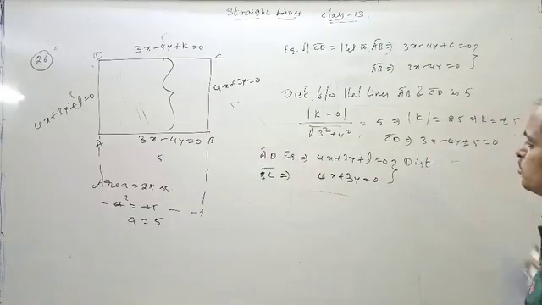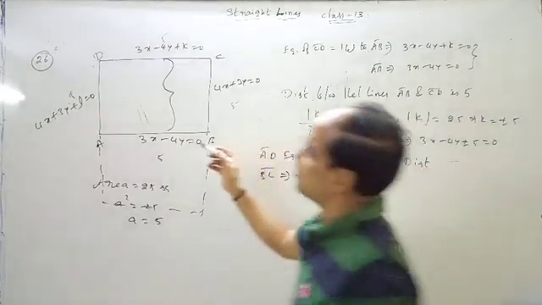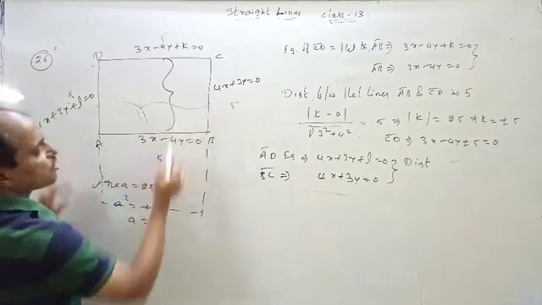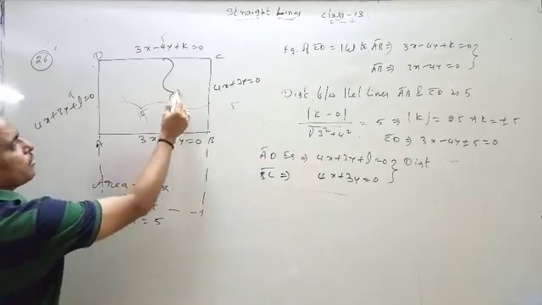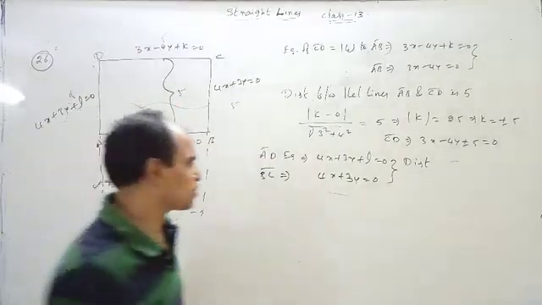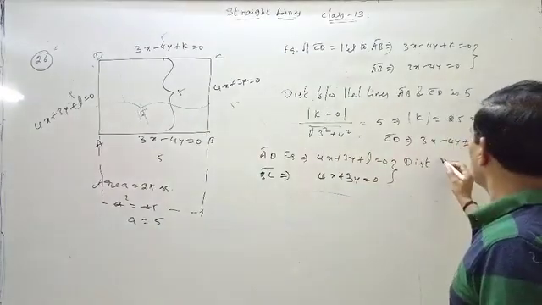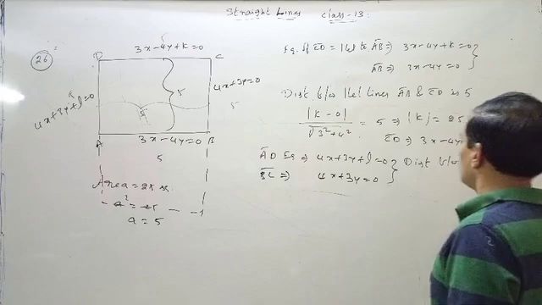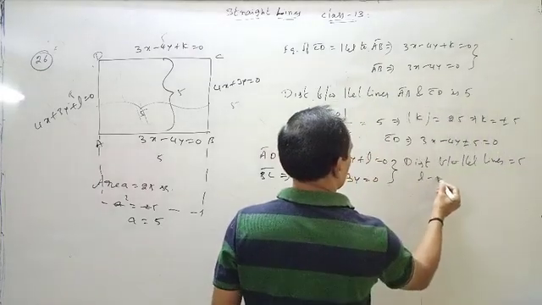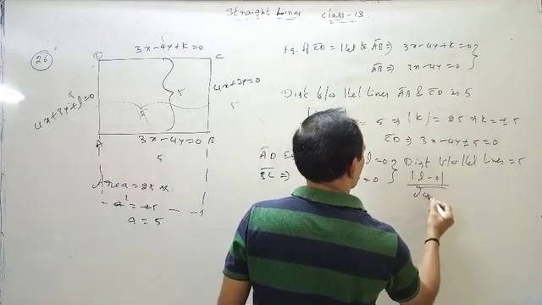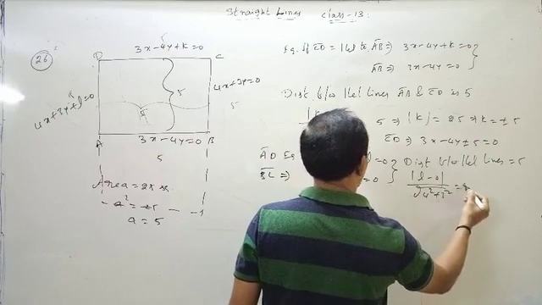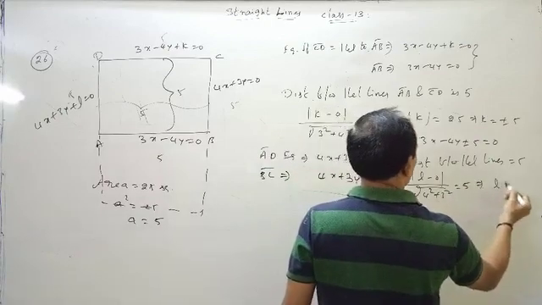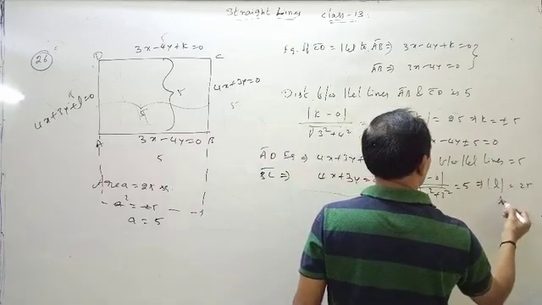What about the distance between the parallel lines? The distance between these two is also 5. This is also 5, this is also 5, because it is a square. So the distance between parallel lines is equal to 5. That is L minus 0 by root of 4 square plus 3 square is equal to 5. Now modulus of L is equal to 25.